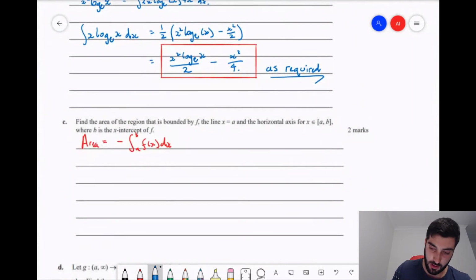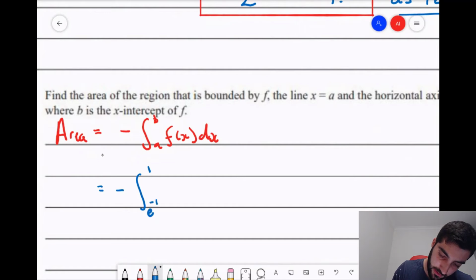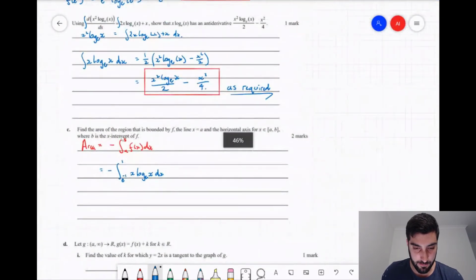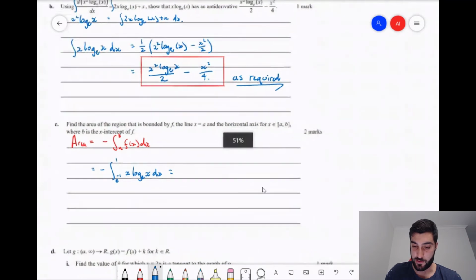So I'll go ahead and write in the next line. So we've got minus the integral between 1 and e to the minus 1 of our function x log e of x dx. Cool. And in part B, we actually worked out what this integral is, or an integral. Obviously in part B, we could have a plus c, but it just is an antiderivative, so we just picked the one without. So we can use our workings, is the point of this. And we just put some brackets around here, and then we'll sub in those values.